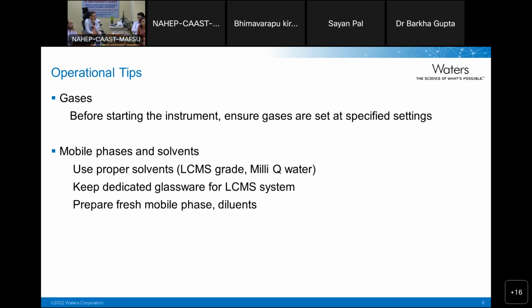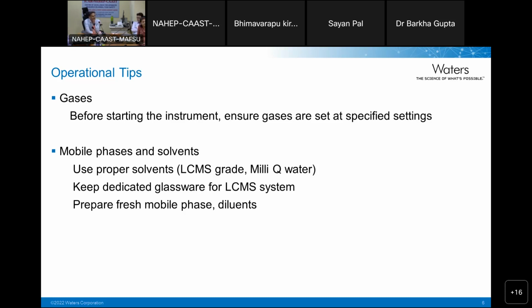Always prepare fresh mobile phase and diluents whenever you want to perform any experiments. It is recommended that you prepare a fresh mobile phase and diluents every time. Never use the previously stored mobile phase, because that can degrade and affect your results. Most of the time we will be adding some additives in that mobile phase, so over a period, those additives may degrade and affect the results. So it is always recommended that you prepare a fresh mobile phase and fresh diluents.